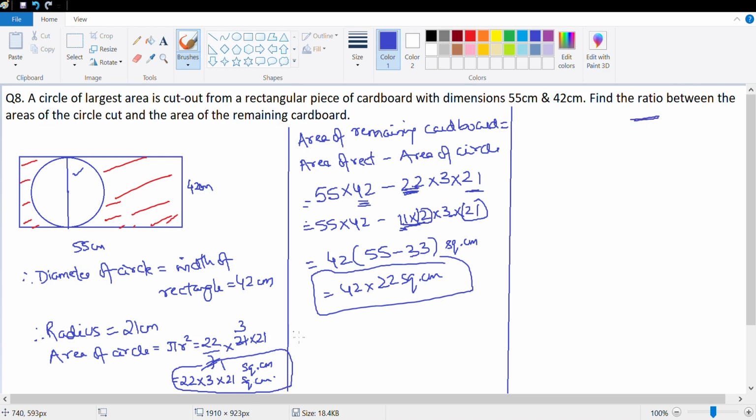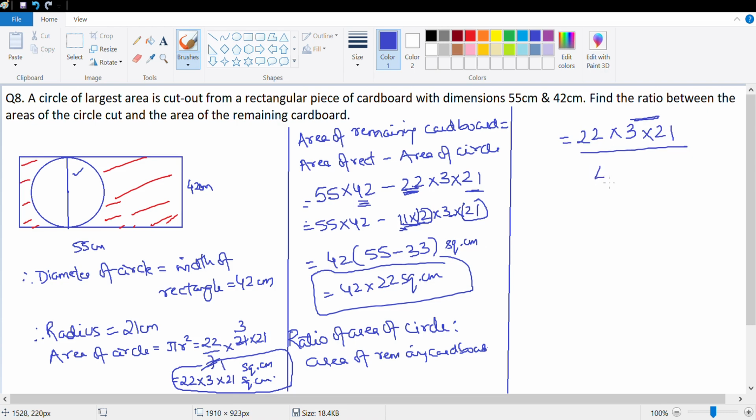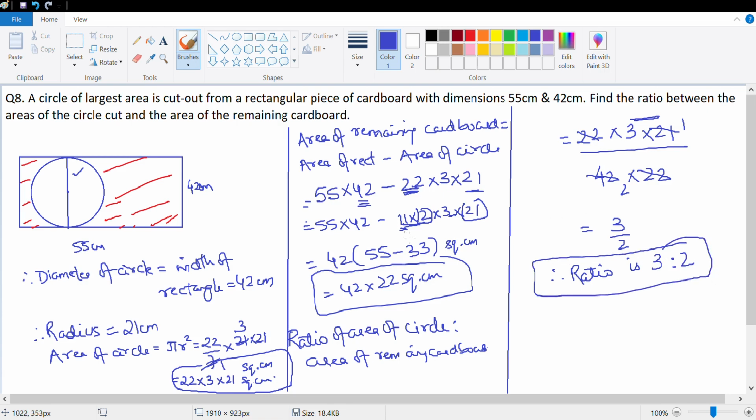So the ratio would be the ratio of area of circle to area of remaining cardboard. So area of circle comes in the numerator. In this case it would be 22 into 3 into 21 upon, in this case it is 42 into 22. This 22 and 22 gets cancelled. 21 1s are 21, 21 2s are 42. So this is 3 upon 2. Therefore ratio is 3:2. Perfect. Simple one. I can also do the multiplication and then subtract. I will still get the same answer. With this method that I have done, I don't have to do any complicated calculations. All this can be done mentally.